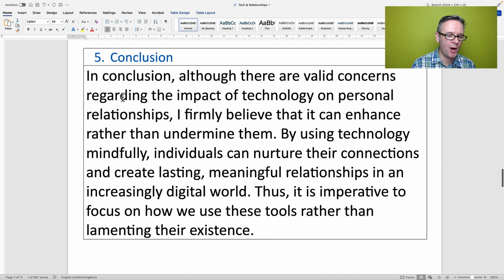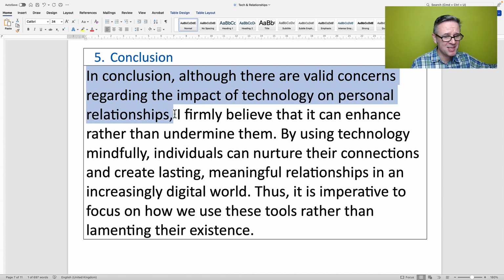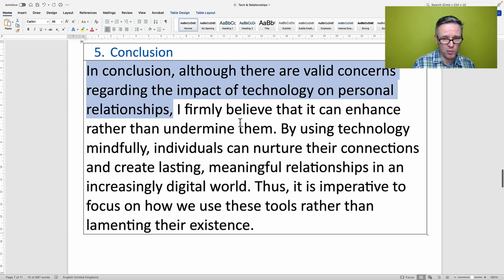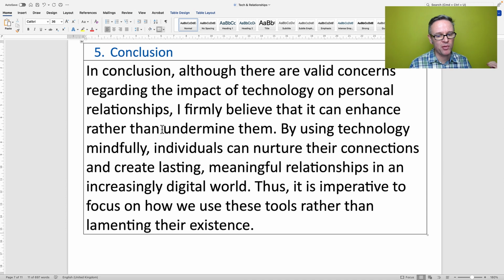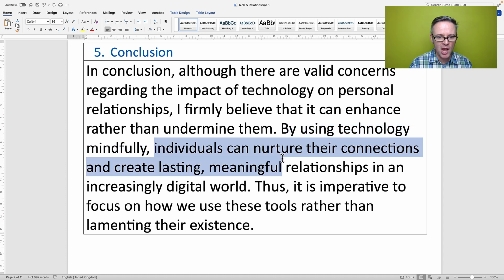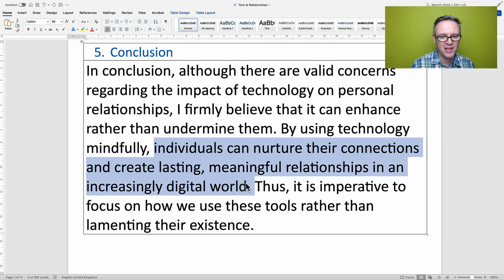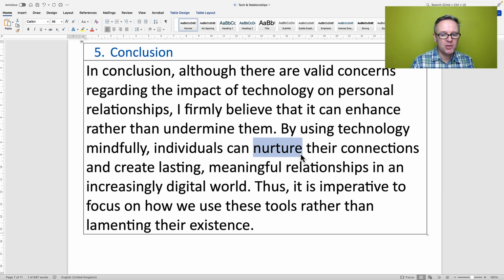Here is our conclusion, where I'm going to wrap up the essay. In conclusion, although there are valid concerns regarding the impact of technology on personal relationships, that is the argument against, I firmly believe that it can enhance rather than undermine them. If you undermine something, you're attacking it, you're making it less effective, you are saying that it's not good. By using technology mindfully, so really thinking about how you use it, individuals can nurture their connections and create lasting, meaningful relationships in an increasingly digital world. This is a superverb, to nurture. When you take something and you care for it and you make it grow, you nurture.